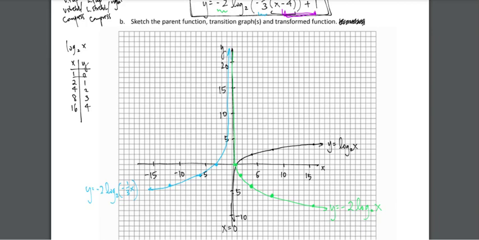So taking all these blue points, moving over 4. 1, 2, 3, 4. And then up 1. And doing that with all my points. 1, 2, 3, 4, up 1. 1, 2, 3, 4, and up 1. And I'm also going to move my vertical asymptote over 4. So my vertical asymptote was at 0, so now it's going to be at x equals 4.